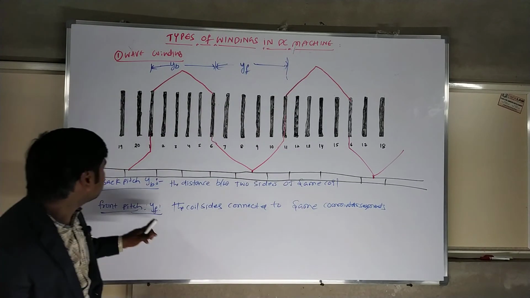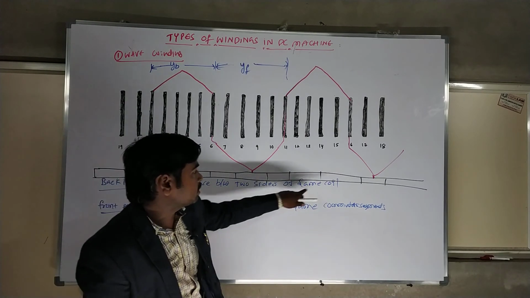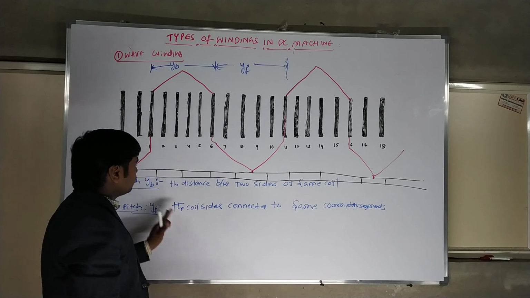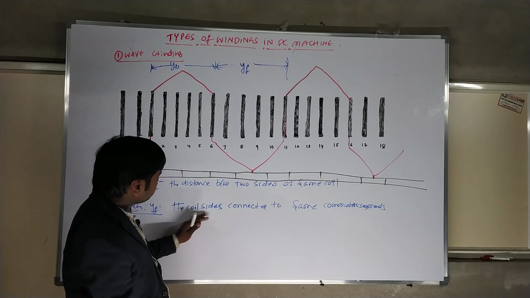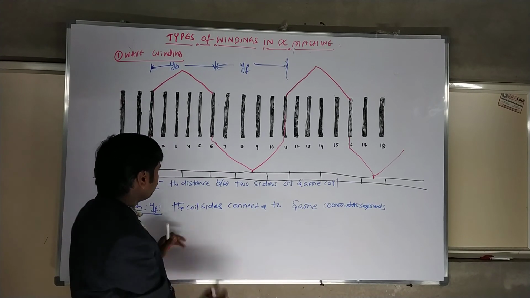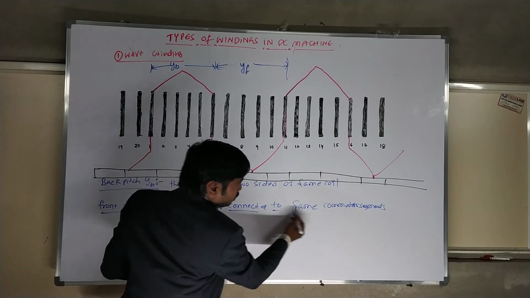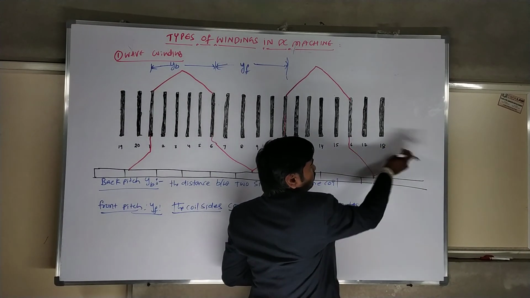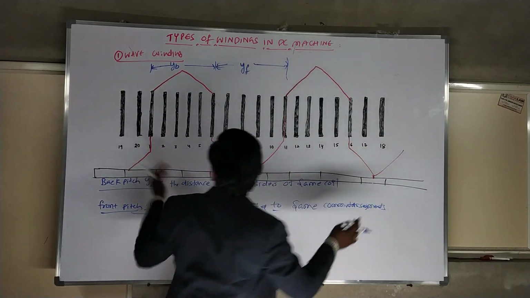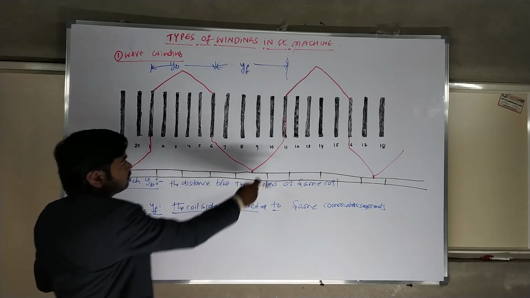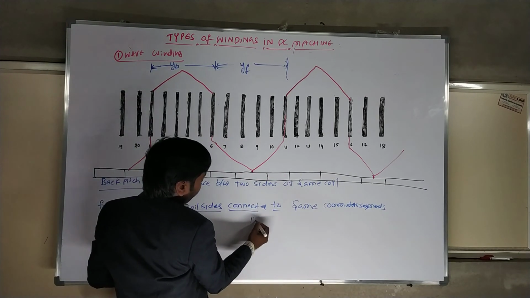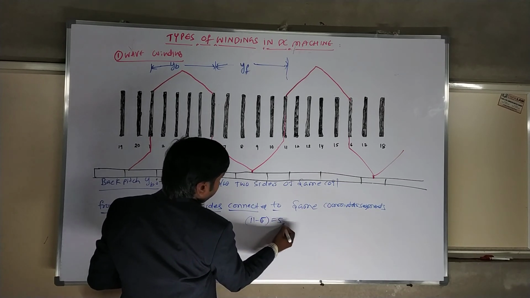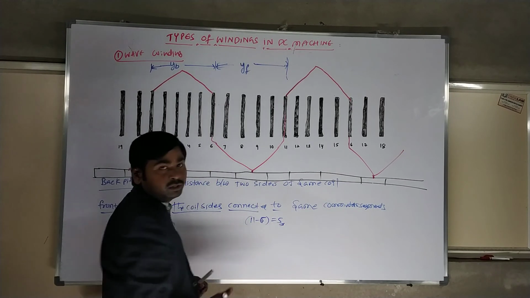Back pitch is the distance between two coil sides of the same coil. Here, the front pitch is the distance between the coil sides connected to the same commutator segment. This is one commutator segment. How many will go? 1, 2, 3. Again it comes over here. Same thing, how many will there be? 11 minus 6, it becomes 5. Again the same, 5 slots.